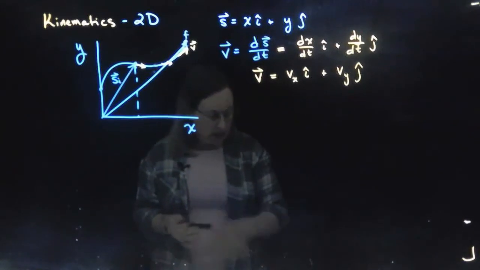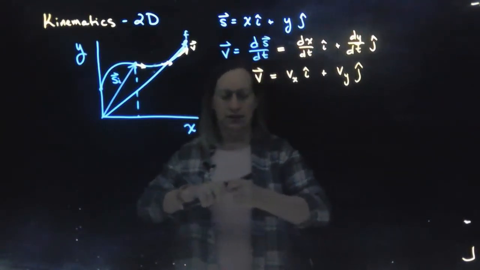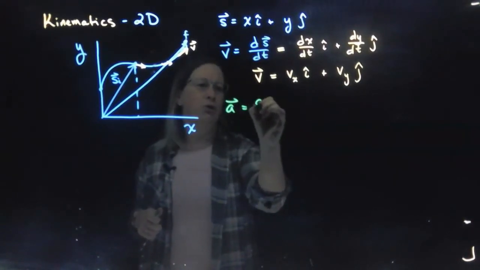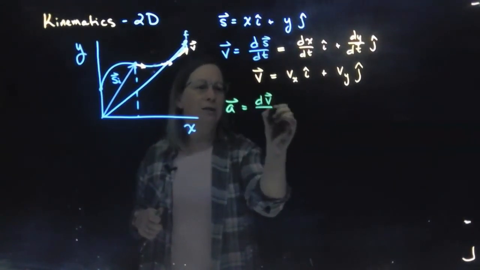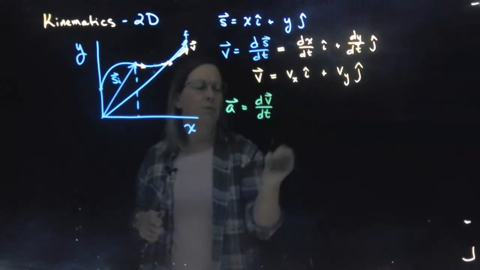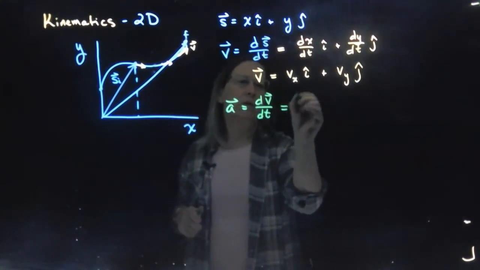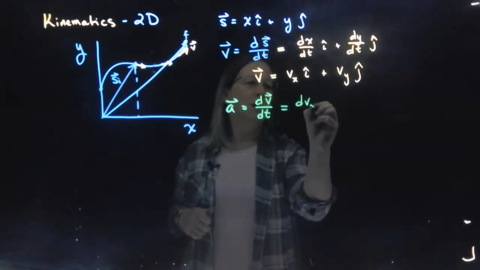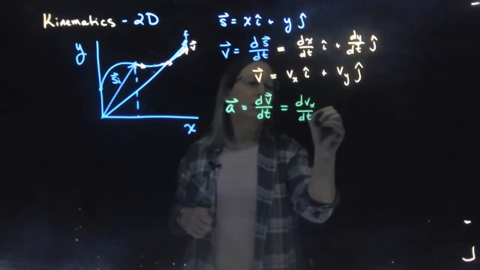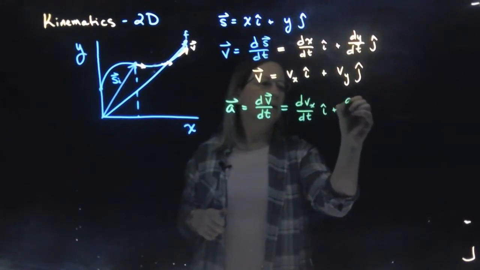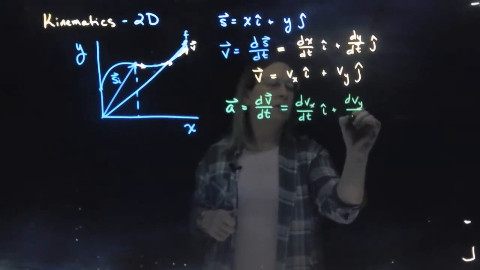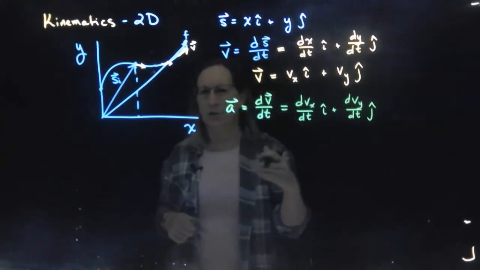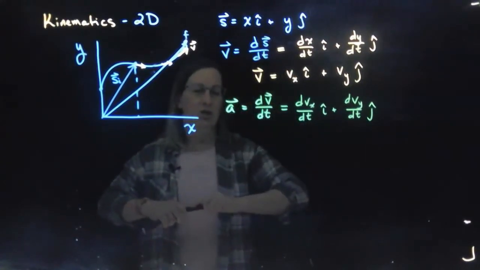And in the same way, we can say our acceleration is equal to the derivative of the velocity with respect to time. And so this, if we have this expression, we would say this is dvx dt in the I hat plus dvy dt in the j hat direction, or the acceleration in the x direction plus acceleration in the y direction.